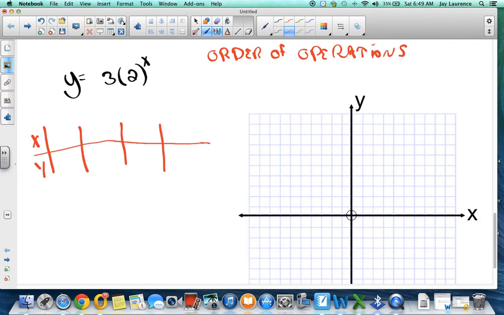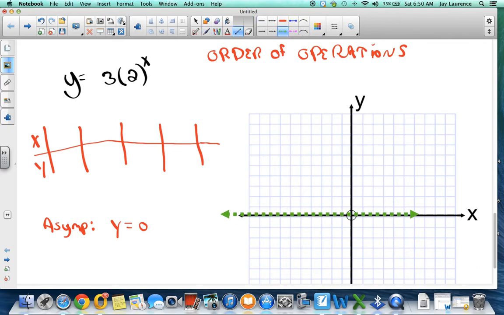In this problem, the asymptote is 0, right? Y equals 0, because there's nothing being added out here. So the asymptote is y equals 0. It's the x-axis. And so I can put a broken line there.